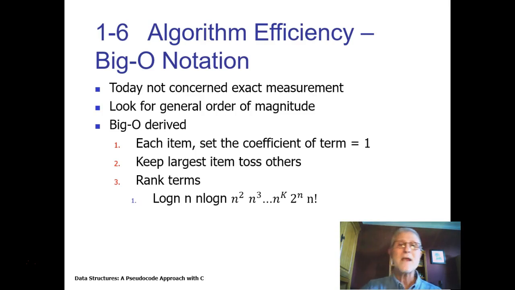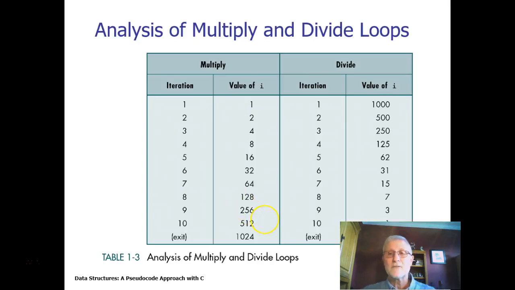And then I would rate all the terms. Here this gives you a rough idea, from smallest to largest, log n, n log n, as far as the different types of algorithms. So you're looking at each one and ranking them. This gives you a rough idea given the multiplying and dividing in loops, the number of iterations, and the values.